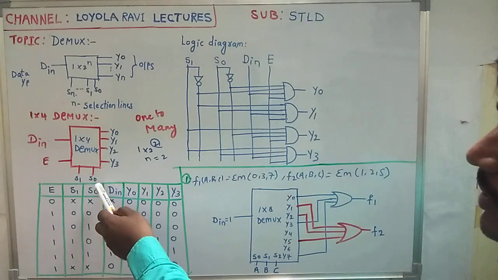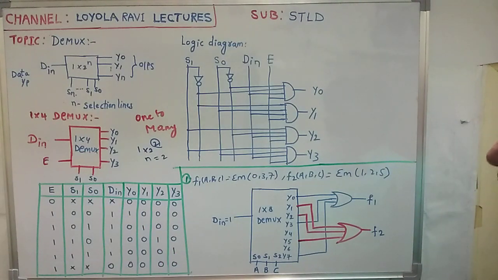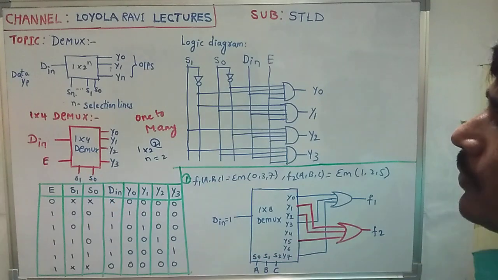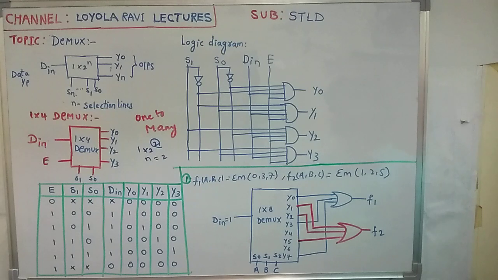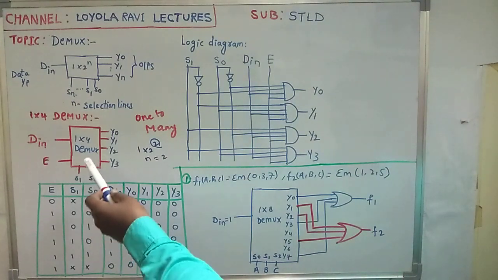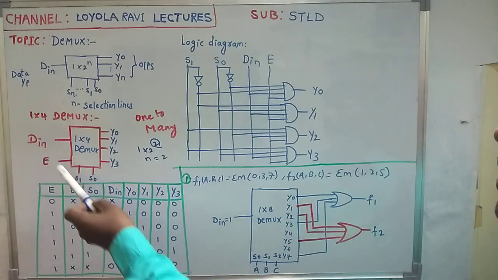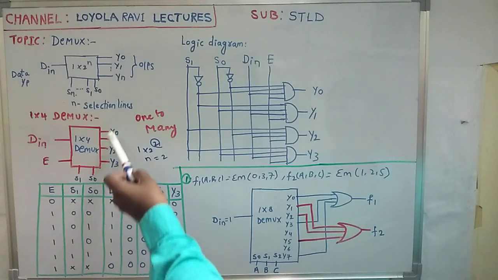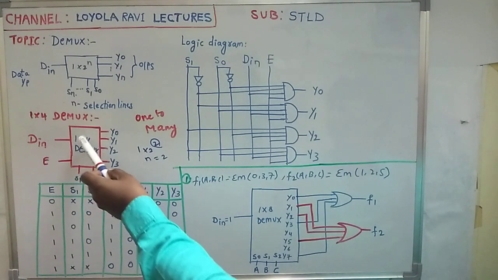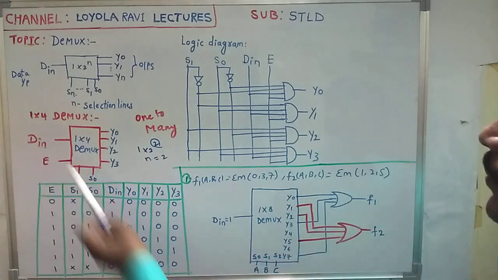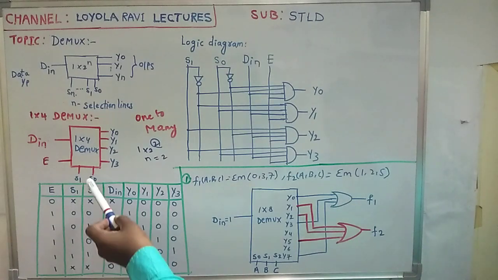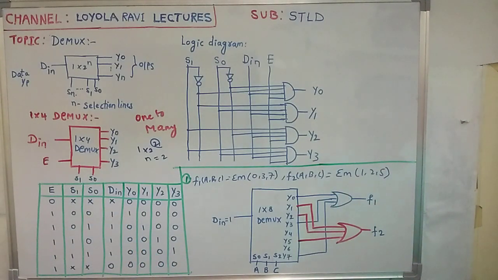What are the selection lines? S0, S1 are the selection lines, and I am taking one data input. If you want, you can take enable as another input. If enable is 1, then only it will check the corresponding input and give the output. So for the 1/4 demultiplexer we have one input, 2 selection lines, and 4 outputs, y0 to y3. This is the block diagram.